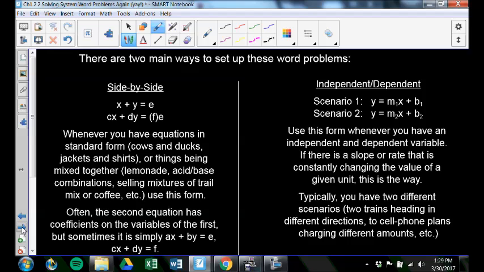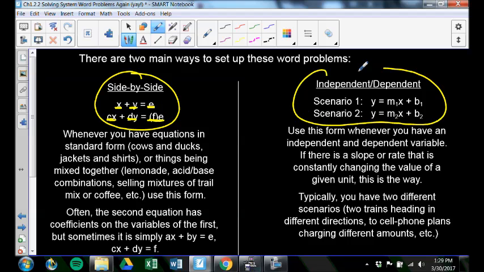Most problems set up one of 2 ways. Either side by side when you're mixing stuff together, where you have something plus something equals something, and then a coefficient, like a percent of something plus a percent of something equals the percent of the total. It often has just a plain old x plus y equals something, then a coefficient on those things. Or, if you have an independent variable, a slope or a rate, you have 2 different scenarios, and you compare the 2 scenarios. These are the 2 main ways to set up word problems.